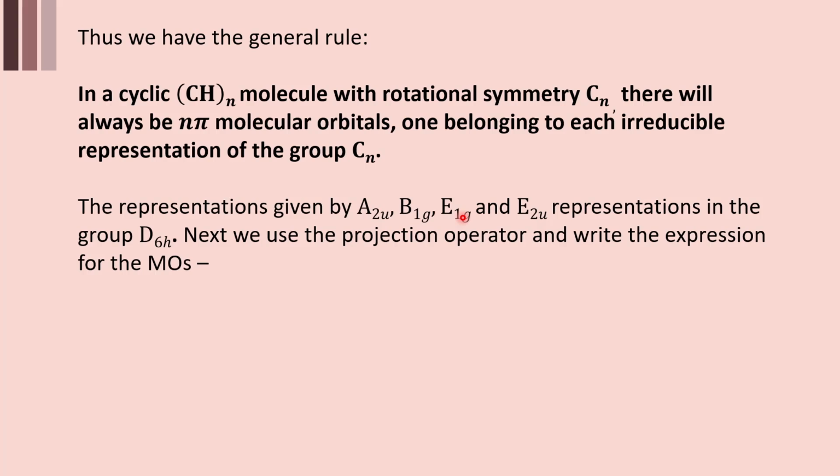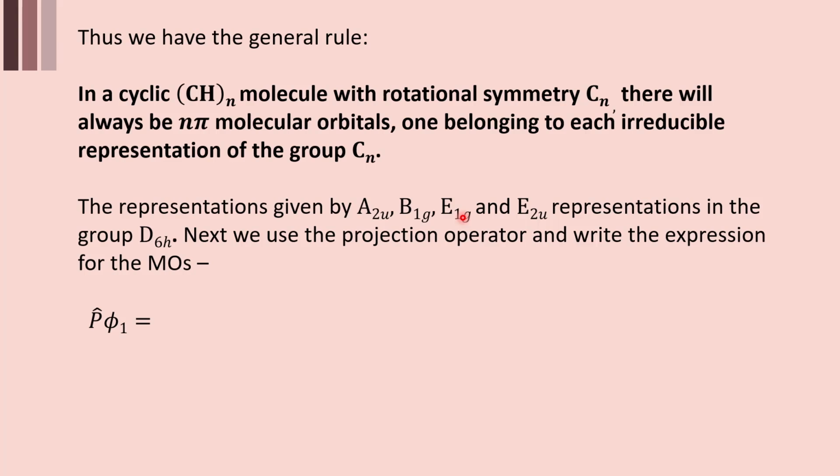In terms of the D6h point group, we have seen that they are A2u, B1g, E1g, and E2u representations. That is more or less the same thing, so you can simply go on doing the next job. The next job is to use the projection operations for a particular wave function.